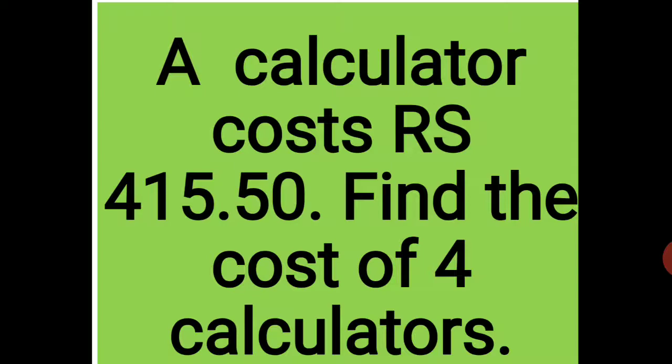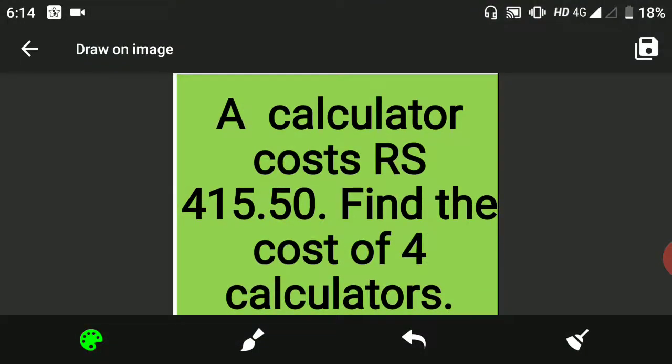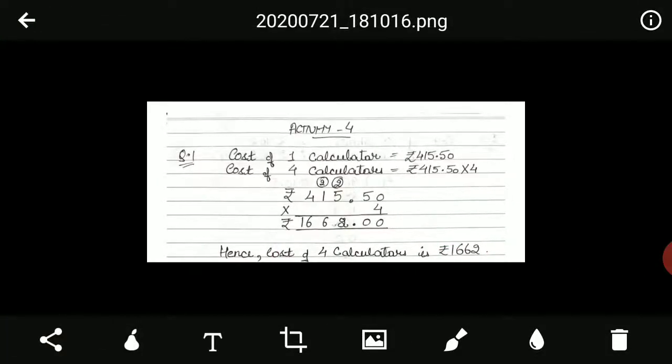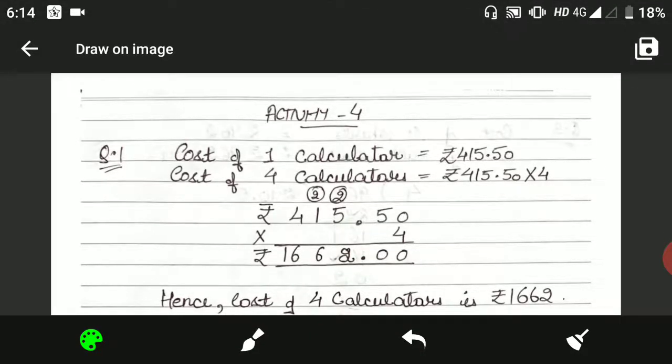So when we do multiplication, see how we do. Firstly, understand the statement, how we make a statement of it. A calculator costs rupees 415.50 means cost of, we are talking about cost, so the statement will start from cost only. Cost of a calculator is rupees 415.50. Cost of 4 calculators means many you are finding, what do you do? Multiply. 415.50 rupees multiply by 4. This will be a statement. See, cost of one calculator, then cost of 4 calculators, then we multiply.